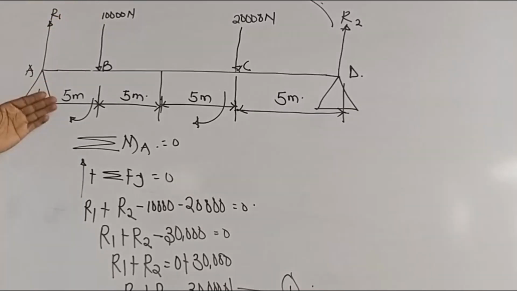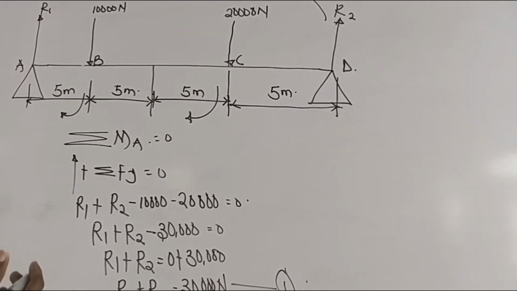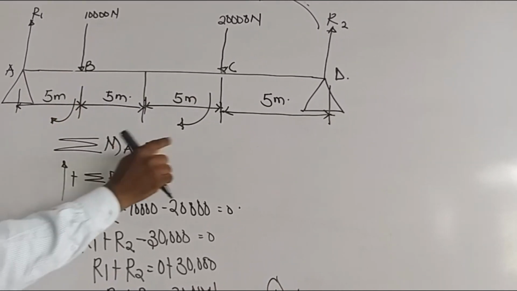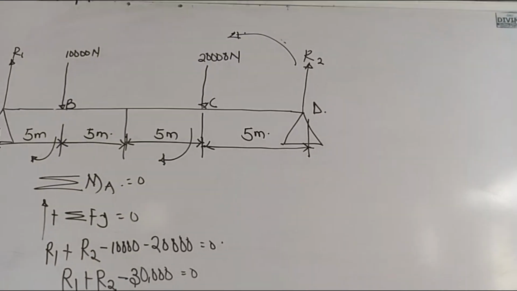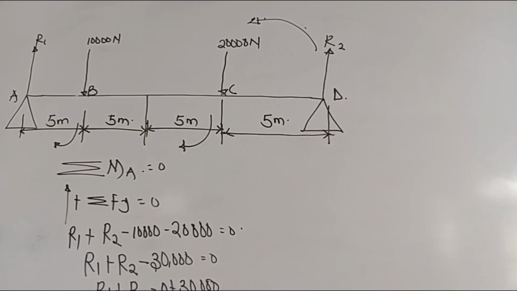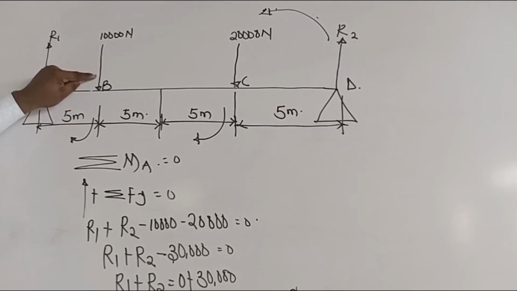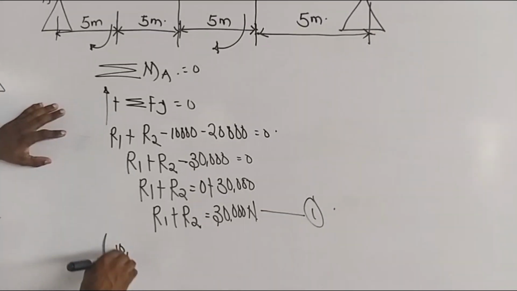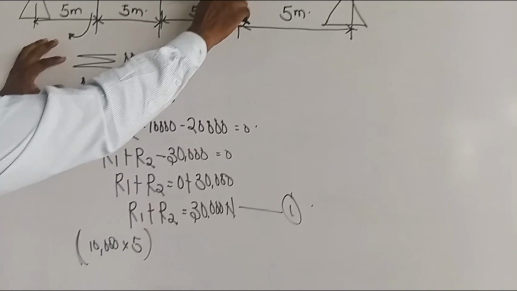The moment is 10,000 times 5. But while doing so, we consider the concept of clockwise and anti-clockwise. You can see this force is clockwise, this force is clockwise, while R2 is moving in an anti-clockwise direction. So those acting clockwise are positive, while those acting anti-clockwise are negative. So let's apply that. What's the moment of this force? It's 10,000 times 5.